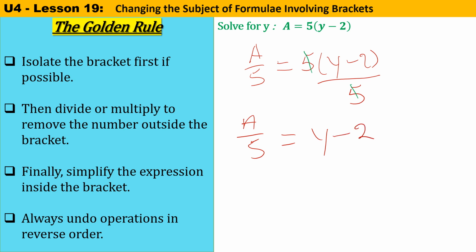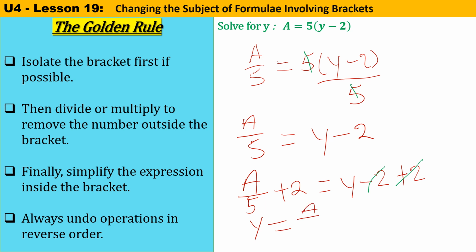And here we are minusing 2, so we are going to do the opposite of that, and we'll keep the balance. A over 5 plus 2 is equal to y minus 2 plus 2. 2 cancel out 2. So our new equation is y equal a over 5 plus 2. And that's that.